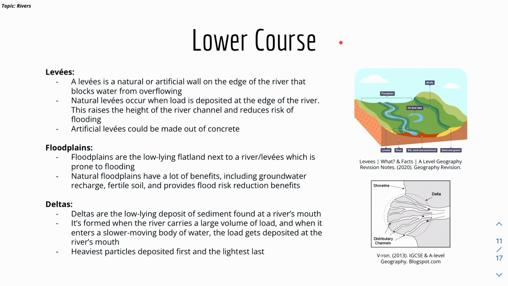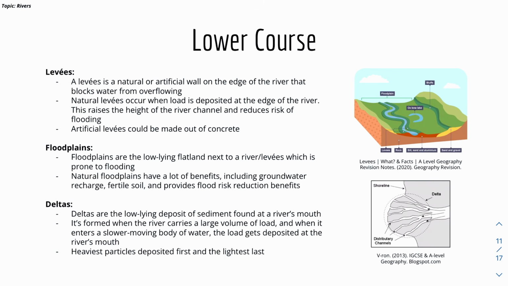Then we have the features in the lower course. So we have levees, which are natural or artificial walls on the edge of the river that block water from overflowing. And it's a type of coast management which we'll look into in our next video. Natural levees occur when load is deposited at the edge of the river, and this raises the height of the river channel and reduces the risk of flooding.